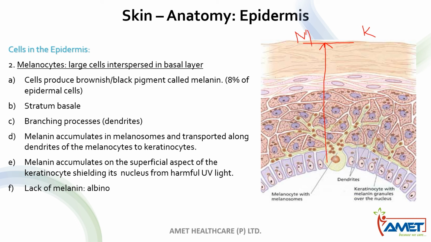So, what is melanin? Melanin is a pigment which determines the color of the skin, whether the skin is black, brownish, pinkish, or yellowish. This can only be defined by the melanin.